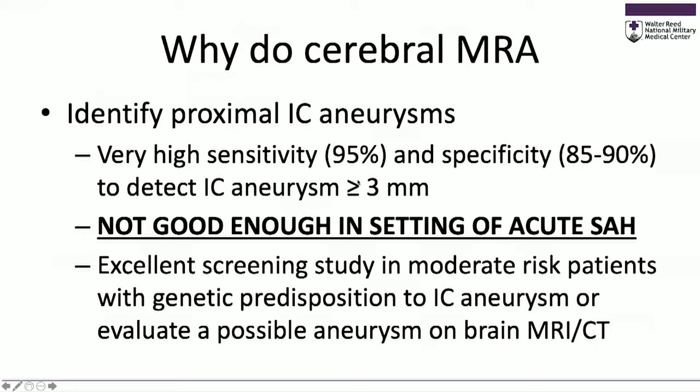Multiple studies show that we have at least a 95% sensitivity and specificity to find proximal intracranial aneurysms 3 millimeters or greater in diameter. These are the ones that could potentially grow and are the important ones to find. Importantly, it's not good enough to miss 5% of bleeding aneurysms. So if a patient presents with acute subarachnoid hemorrhage, they go straight to conventional angiography.